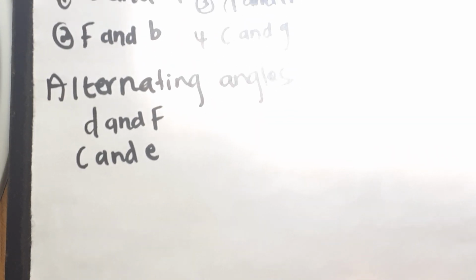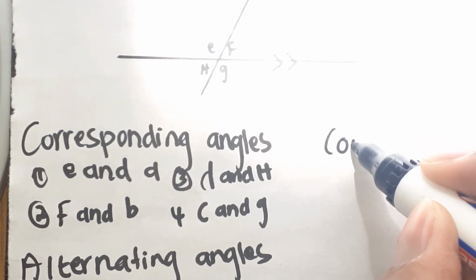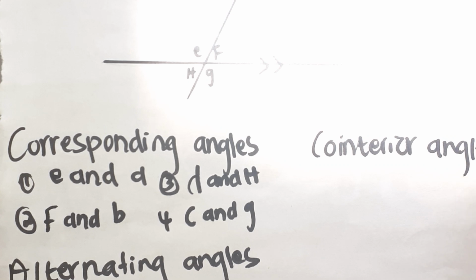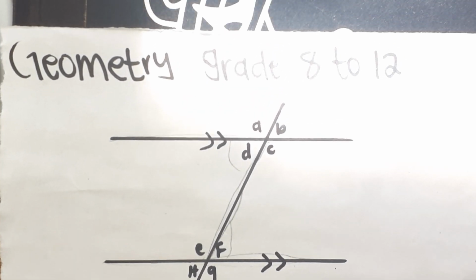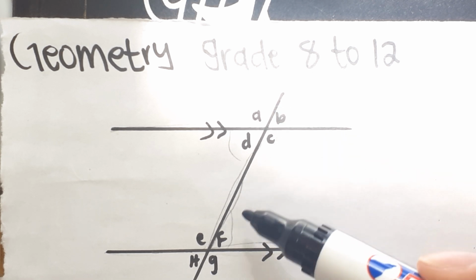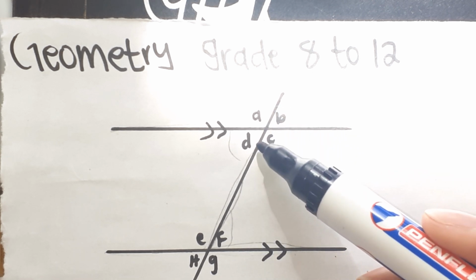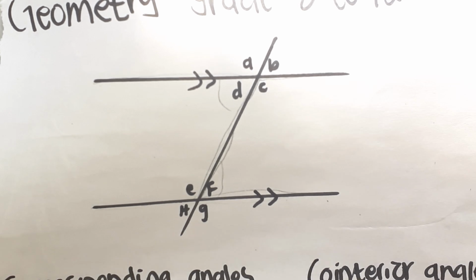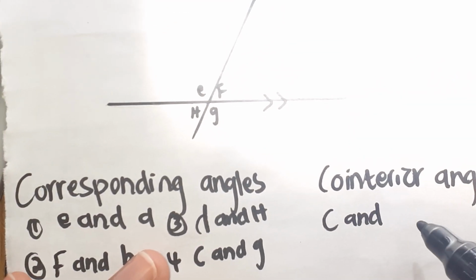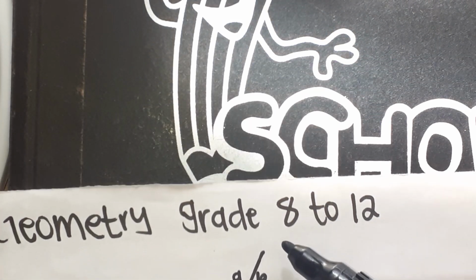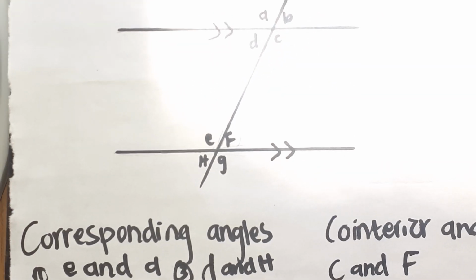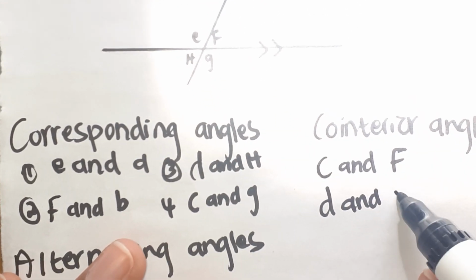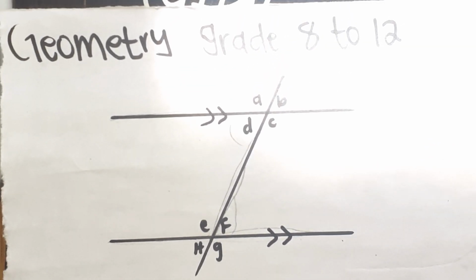Now let's look for co-interior angles. For co-interior angles, we have C and F. The angles between parallel lines have to be co-interior. They have to add up to 180. So C and F are co-interior angles, and again D and E, sorry, not F, D and E are co-interior angles.